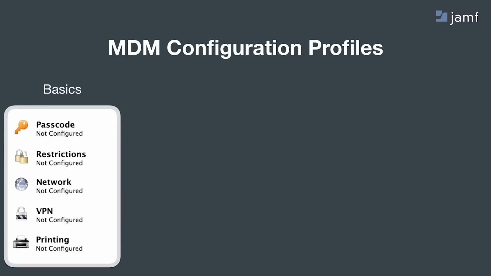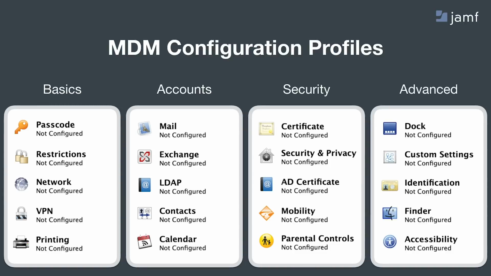So what can you build? Well, you got a bunch of different options. And here are just some quick examples here. You could do some basic profiles such as passcodes and restrictions and your Wi-Fi network. You can define your user accounts. So you could build out their email accounts for them so they don't have to manually type in all of their email information. Or you can put down some security profiles as well too, like certificates. And some more advanced things, such as defining how the dock behaves or how Finder behaves.